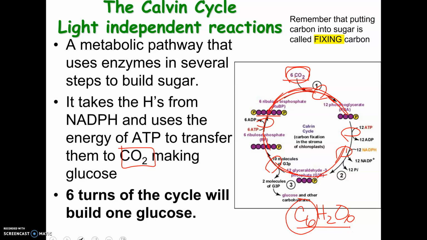The second thing is, notice what's required for this: ATP and NADPH. Again, the hydrogens from the NADPH. Notice NADPH is just turning back into NADP+.